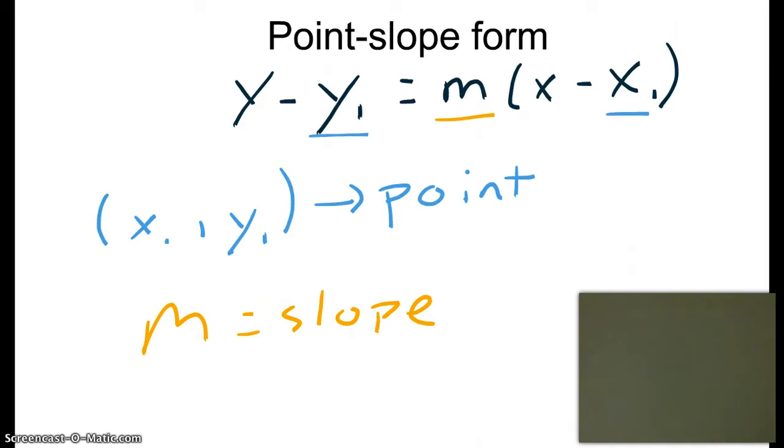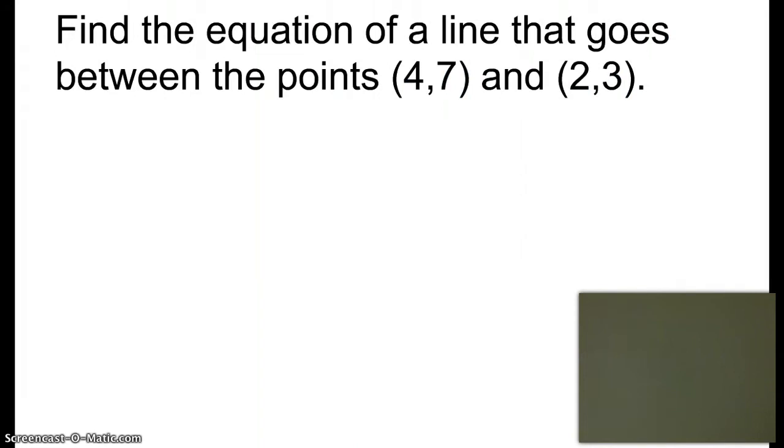So here's how we can use this equation to come up with a formula for a specific line. We said we could define a line by 2 points. Let's say I told you to find the equation of a line that goes between the points (4, 7) and (2, 3). Well, I'm going to put in here that (4, 7) is going to be x, y, and (2, 3) is going to be x1, y1.